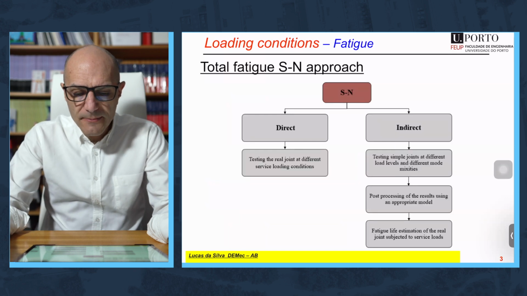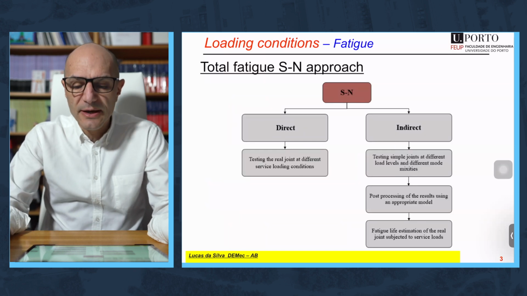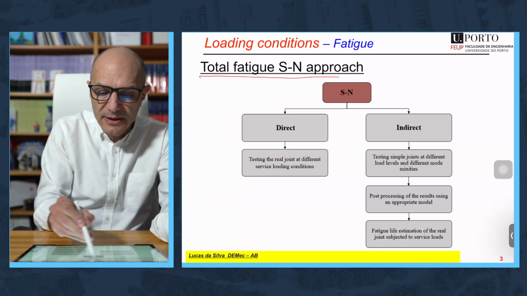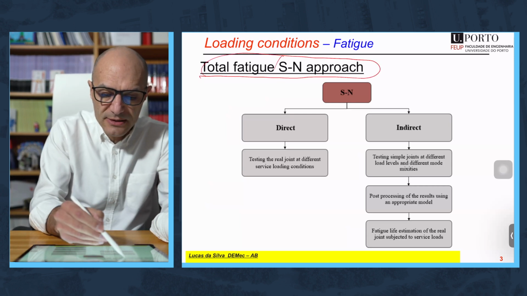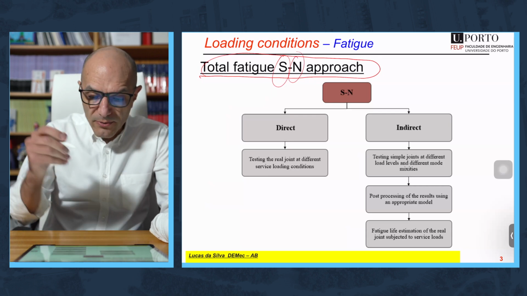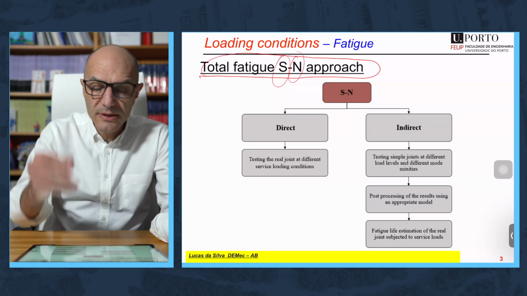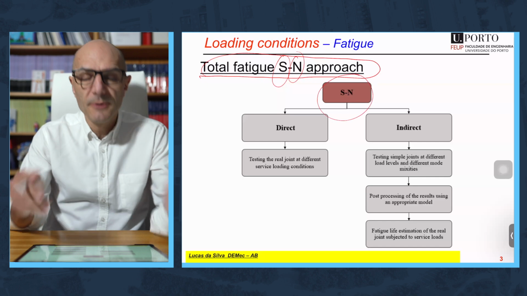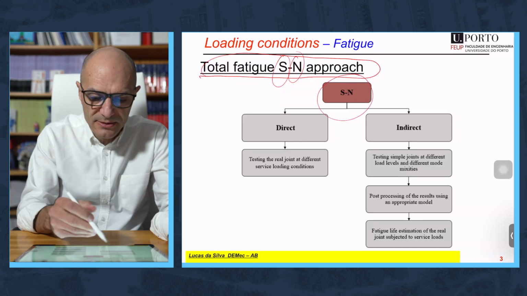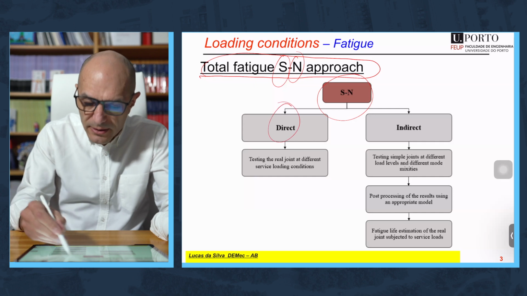We have basically two approaches to design in terms of fatigue. The first one is to use the total fatigue S-N approach, S for stress, N for number of cycles. And within the S-N approach, we have two different alternatives. We have the direct one and the indirect one.